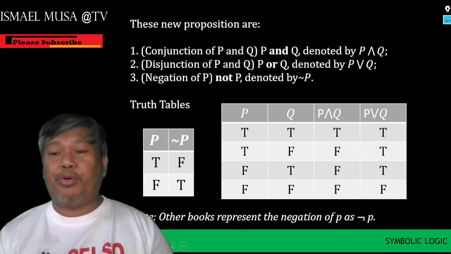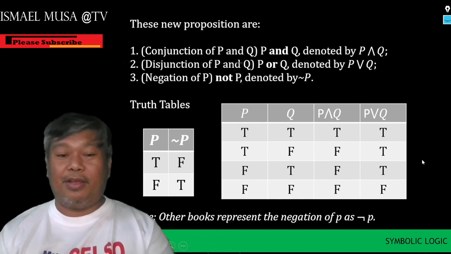On the other hand, for a disjunction of P and Q, we use this regular V but a bigger size, P or Q. If at least one of the independent propositions is true, the disjunction is true. So we have true, true, it gives us true. True, false, at least one, so we have true. False, true, so true. False, false, of course, there's no true there, so it's false. Okay, you follow? Very good.